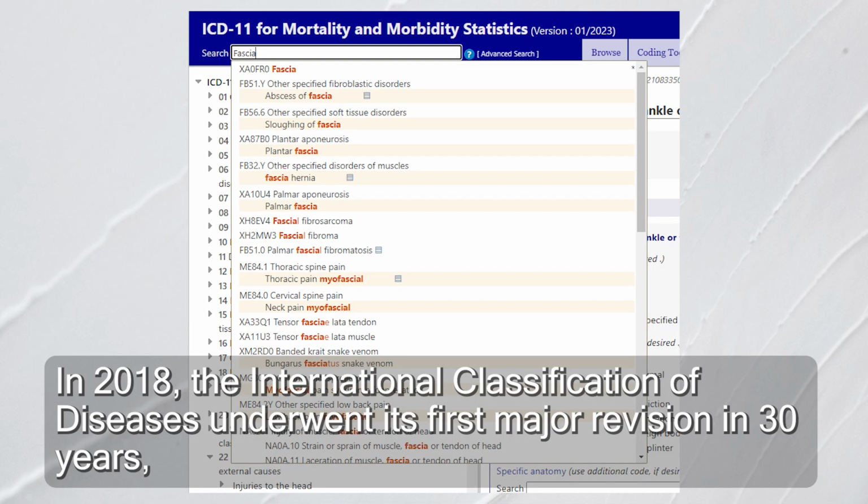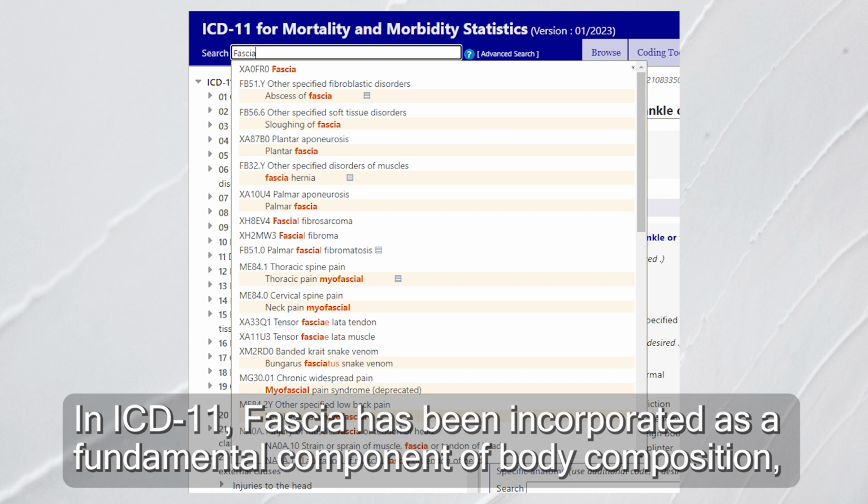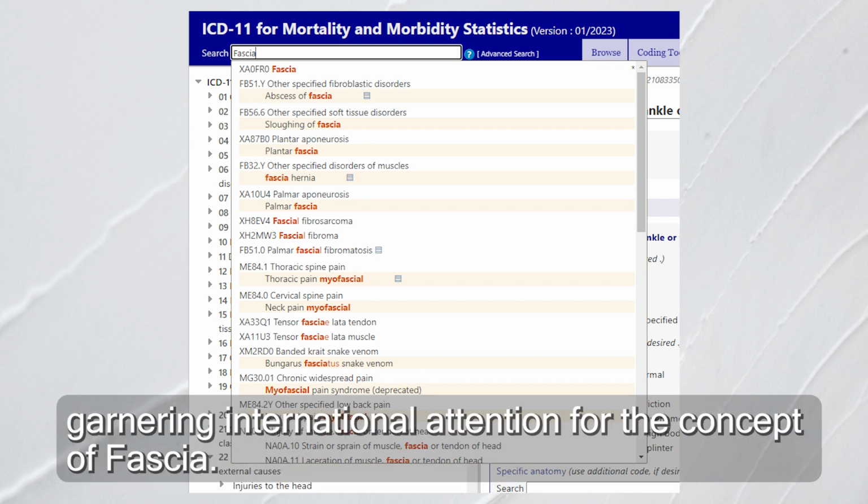In 2018, the International Classification of Diseases underwent its first major revision in 30 years, resulting in the 11th edition, ICD-11. In ICD-11, fascia has been incorporated as a fundamental component of body composition, garnering international attention for the concept of fascia.